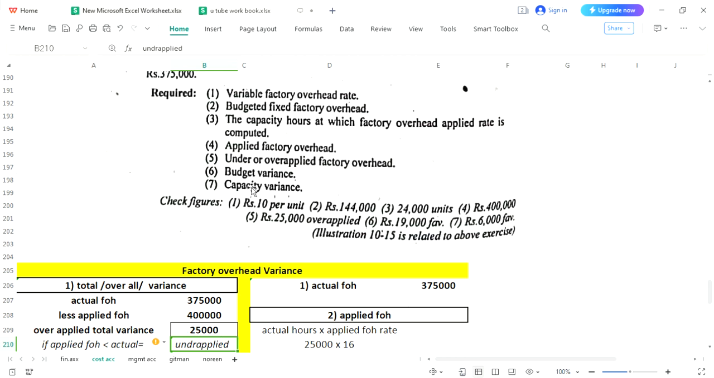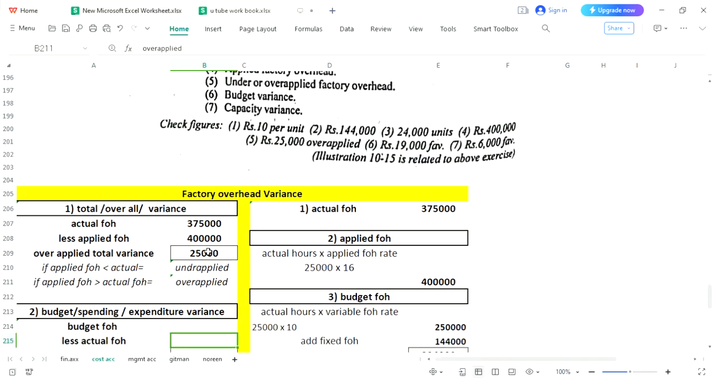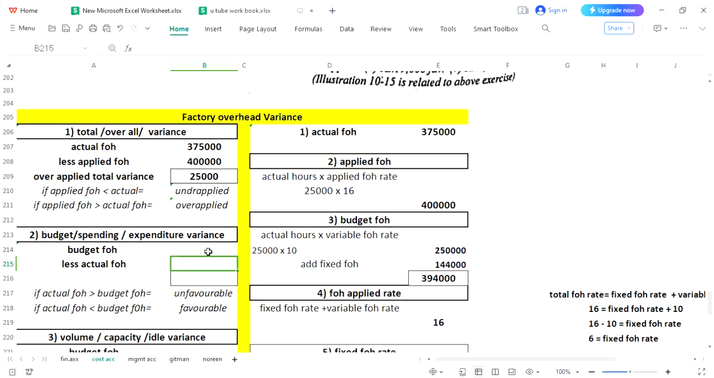Now we are up to the sixth requirement. Budget variance would be calculated by taking budget and actual. It's a relationship between budget FH and actual FH. So for budget FH, in the highlighted area, please put your attention over here. Budget FH is calculated and the amount is 3,94,000, which has been calculated. Put it in front of budget.